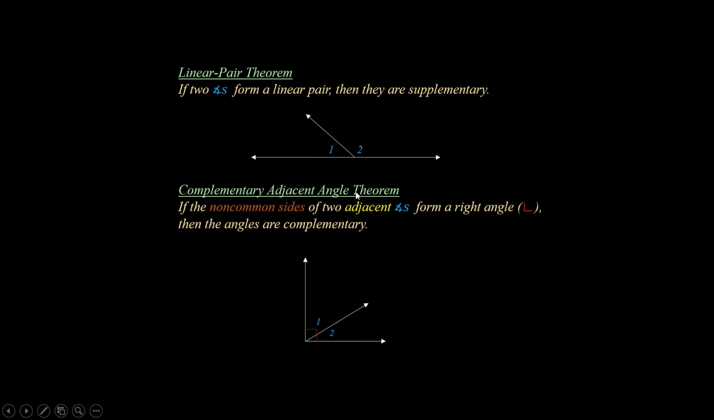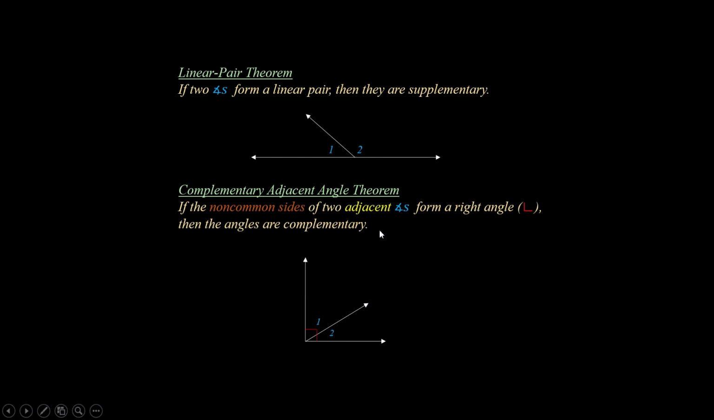This is very intuitive, and you'll wonder how this will be useful, and you'll see how this will be very, very useful in the future. And then we learned the complementary adjacent angle theorem, and this is very similar to this one. That is, if the non-common sides of two adjacent angles form a right angle, and this is the symbol for right angle, then the angles are complementary. If the non-common sides, as this side and this side, of two adjacent angles form a right angle, then the angles are complementary.